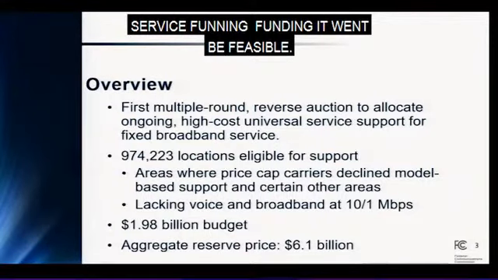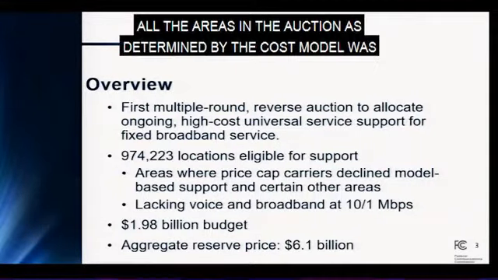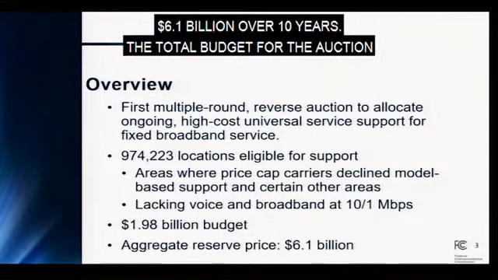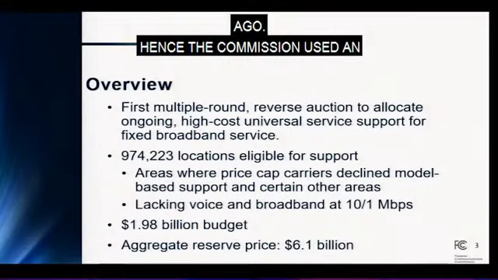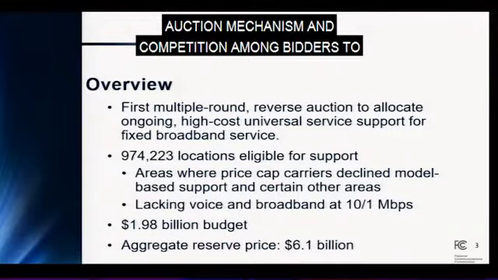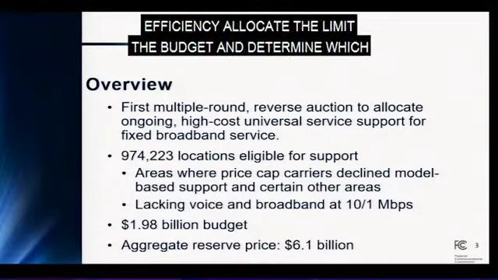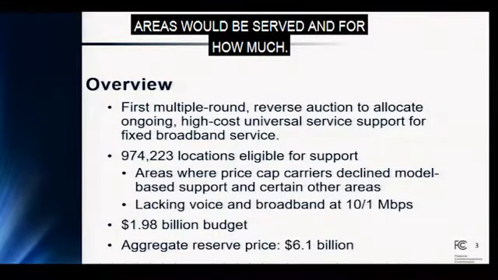The aggregate reserve price for all of the areas available in the auction, as determined by the cost model, was $6.1 billion over 10 years. The total budget for the auction, established by the Commission, was $1.98 billion for 10 years. Hence, the Commission used an auction mechanism and competition among bidders to efficiently allocate the limited budget and determine which areas would be served and for how much.